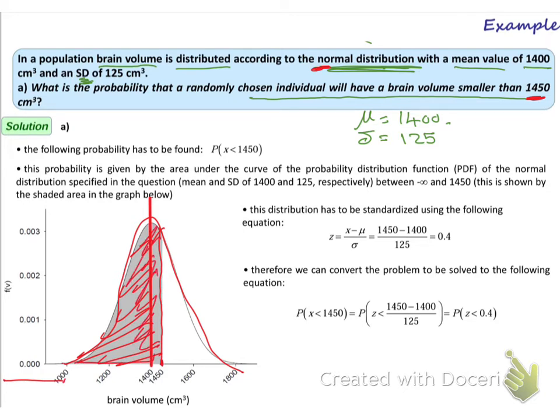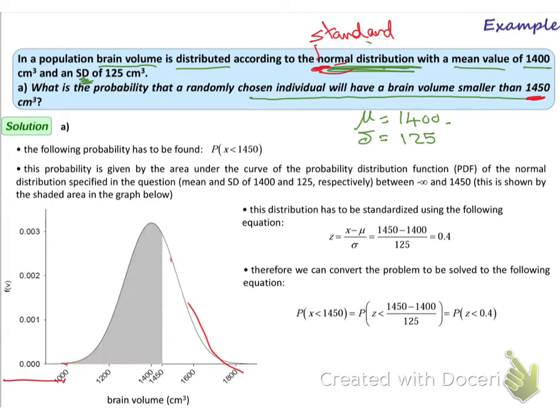But the problem is, I don't have this area. I cannot get this area. So how can I calculate it? I have to convert it into the standard normal distribution. Then I can use the standard normal distribution table. How can I do this? It is very easy and simple, once you understand the basics. So what is the question here? The question he's asking is: x smaller than 1450.